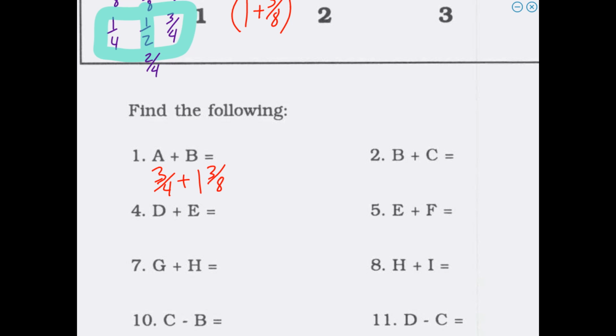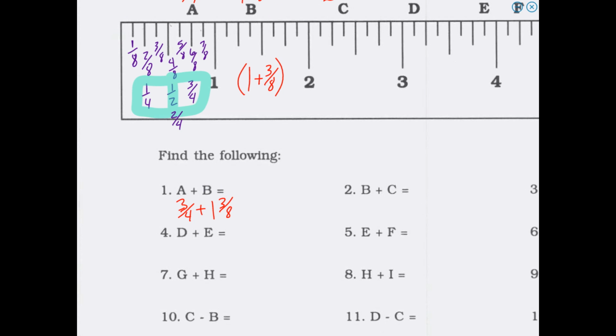So I know if I look up here, because I've already created my conversion chart here, I know that 3/4 is the same as 6/8 up here. So this is actually 6/8. So 3/4. If when I'm adding, I need common denominators, right? So it's actually 6/8 plus 1 and 3/8, which equals 1 and 6, 7, 8, 9/8.